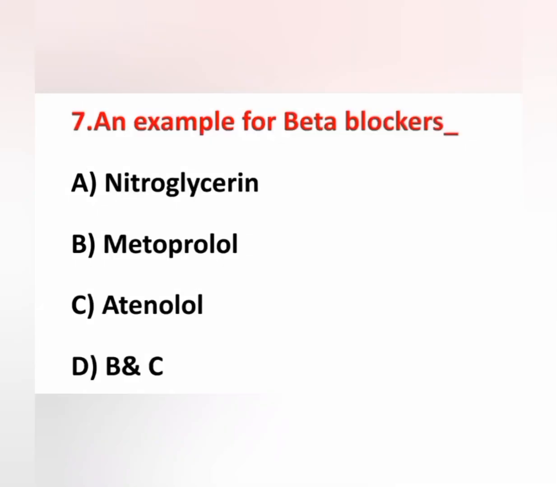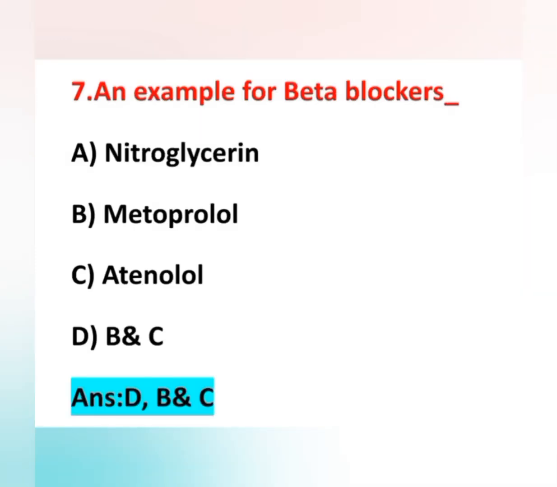Seventh question, an example of beta blockers. The options are option A nitroglycerin, option B metoprolol, option C atenolol, and option D B and C. Which is the example of beta blockers? Here the correct answer is option D, B and C. That is, metoprolol and atenolol are the beta blockers.